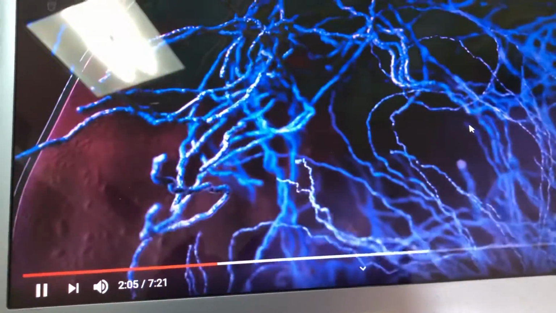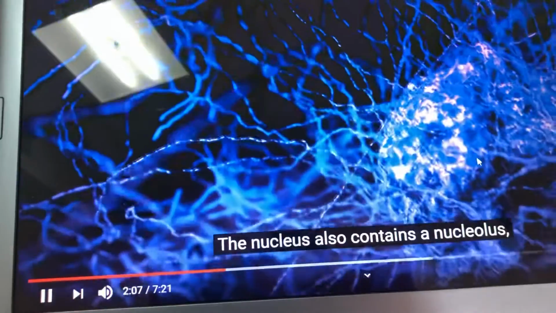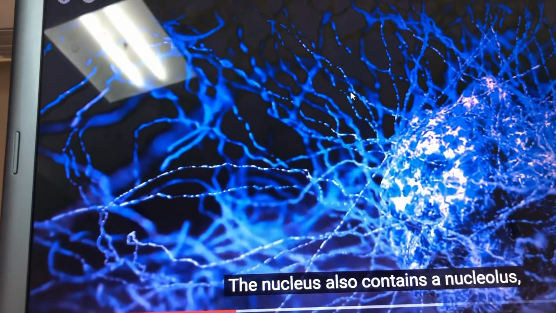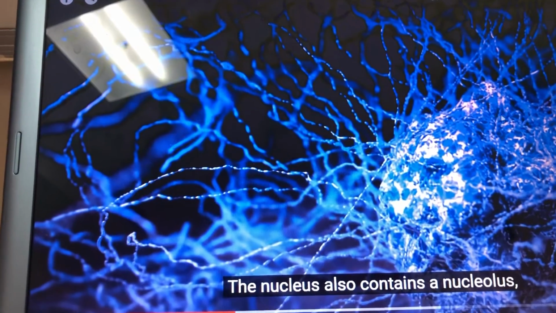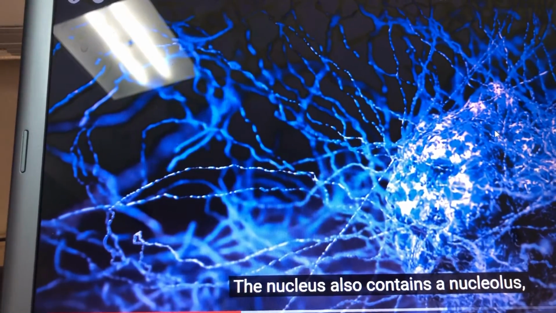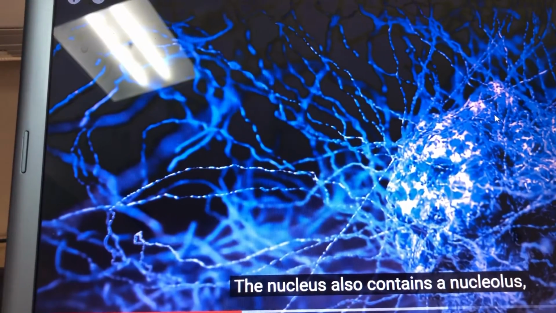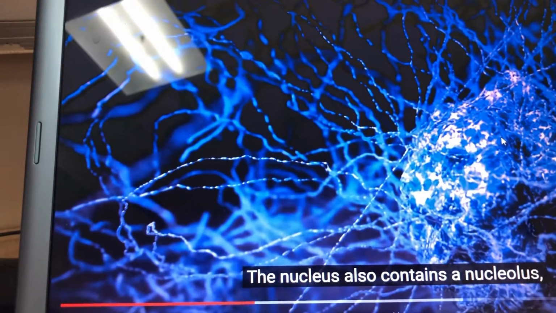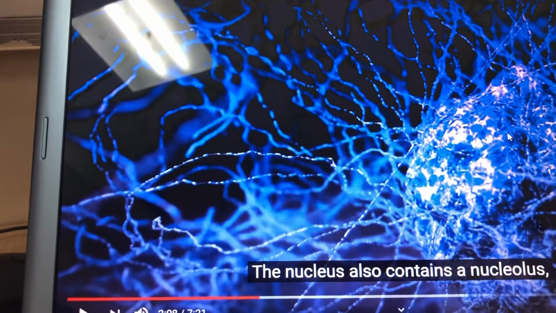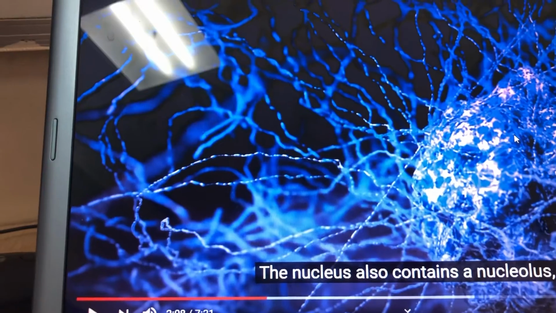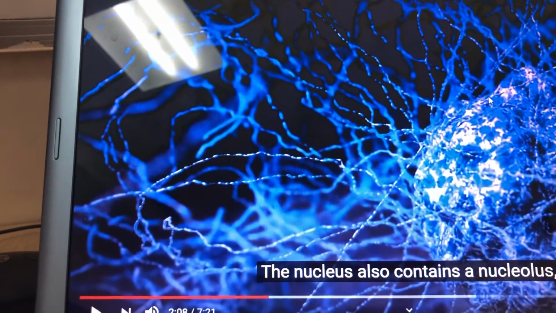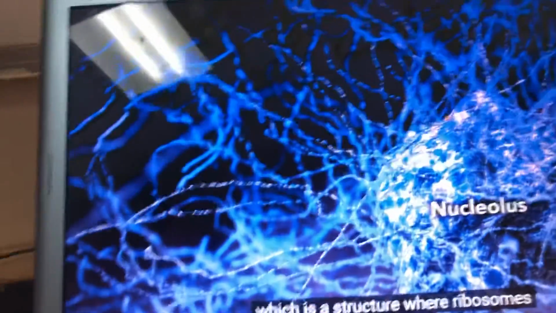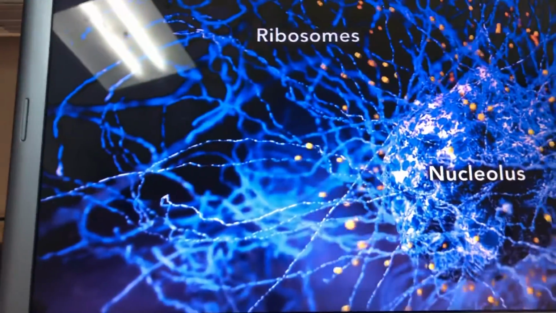So, as we said, the nucleus has two main parts inside it, the DNA and the nucleolus. The nucleolus is the main part inside the nucleus in which the ribosomes are synthesized. And ribosomes are very important structures that are considered as protein factories. The nucleus also contains a nucleolus, which is a structure where ribosomes are made.